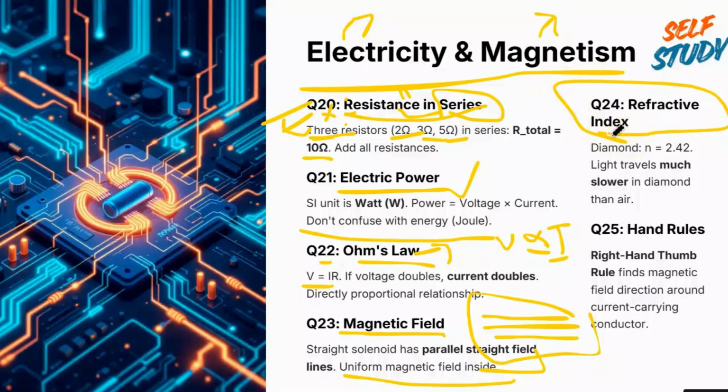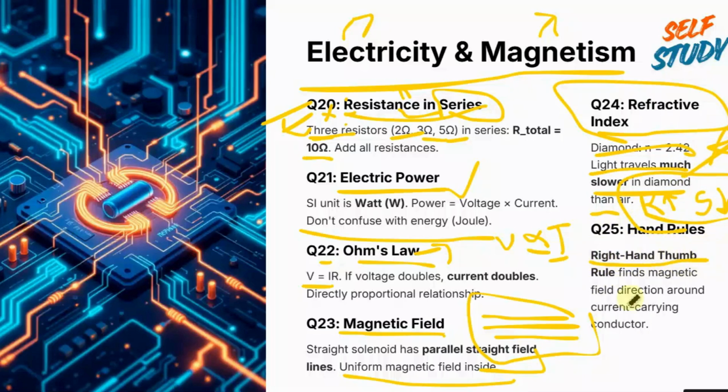Next, the 24th topic is refractive index. One of the most important topics of the light chapter. Here we need to recall this: refractive index is inversely proportional to the speed of light. If refractive index is more, speed is less, right? See, the refractive index of diamond is more than air, so light travels much slower in diamond than in air. Okay, just remember this one. This is most important. You can answer anything based on this.